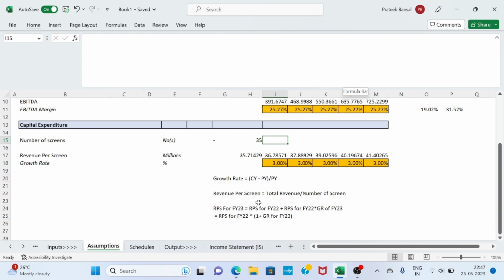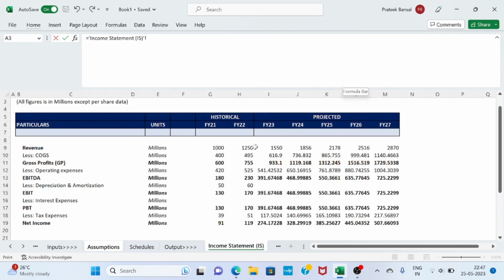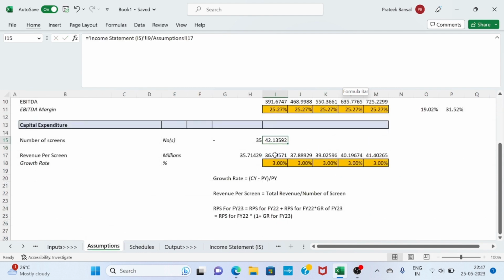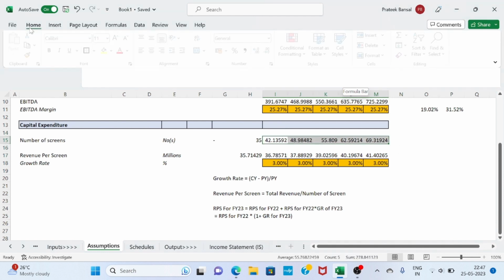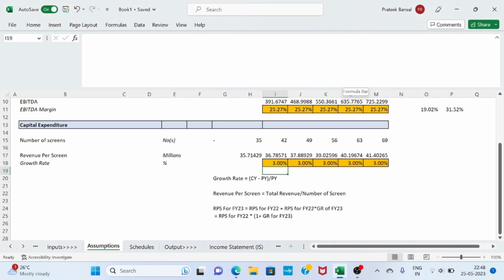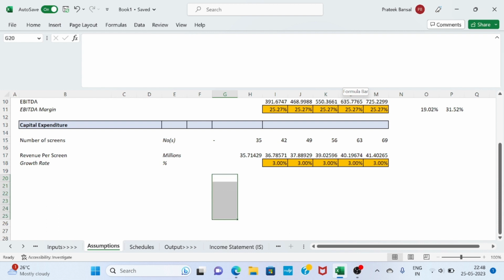Now how do I calculate the number of screens? In order to calculate the number of screens, I just need to divide the total revenue by the RPS. That is this revenue divided by this figure. So we will get our total number of screens. Now just to make sense, we should convert it into an absolute figure, because the number of screens cannot be in millions, it should be an absolute one. So this is how we can calculate our number of screens, right?